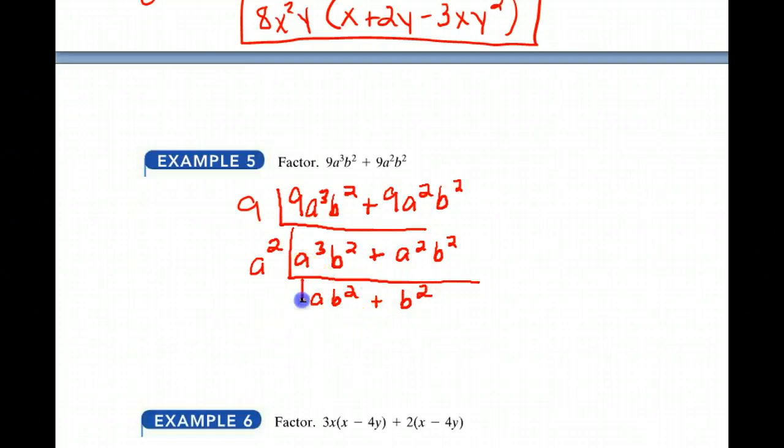One more step here. We can divide out a factor of some type of b. Both terms have a b squared. That means I can take out a b squared. So ab squared divided by b squared leaves me with a, and b squared divided by b squared leaves me with 1.